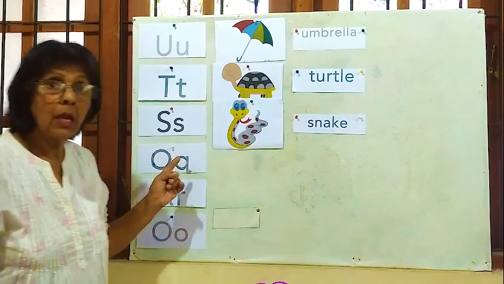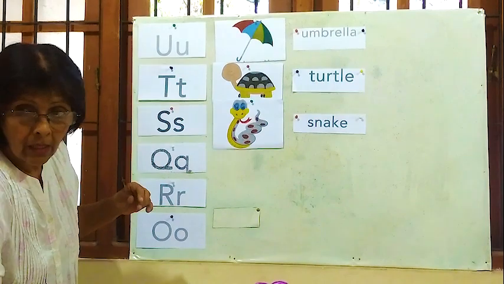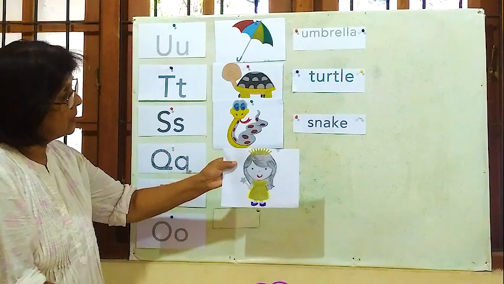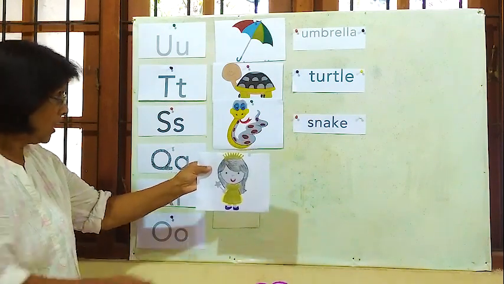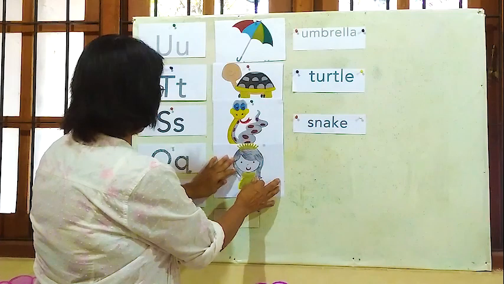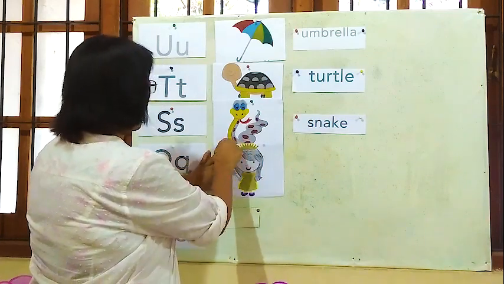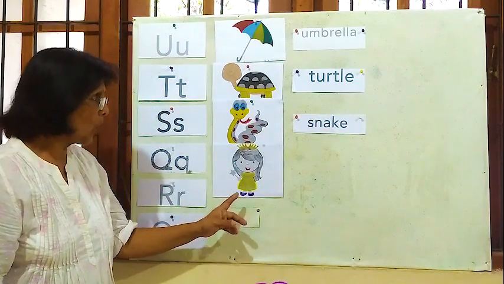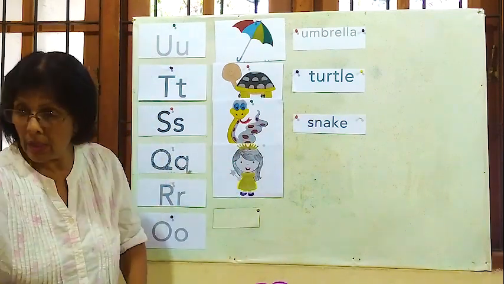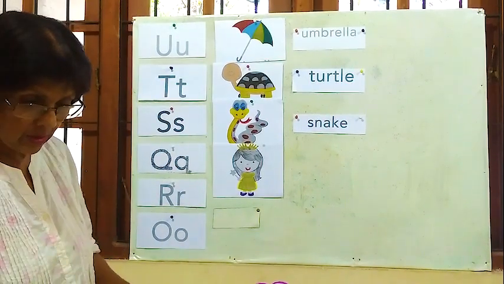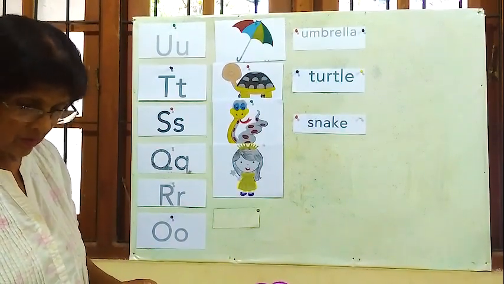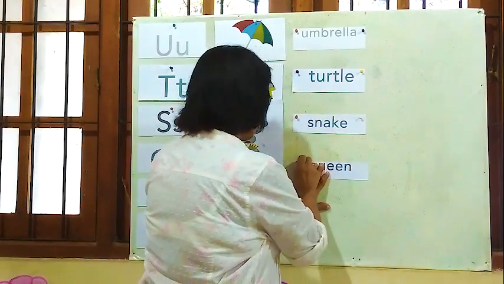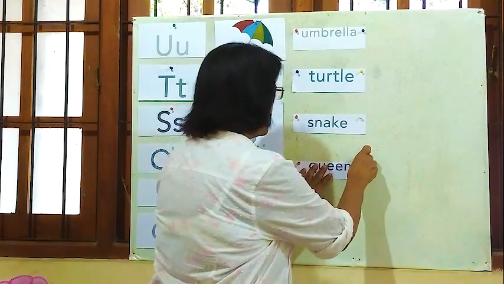Now we will go to the next one. Here the letter Q. What's the letter? Q. Q for, who is this? Here, queen. Q for queen. Here the word queen. Q for queen and here the word queen. Right?